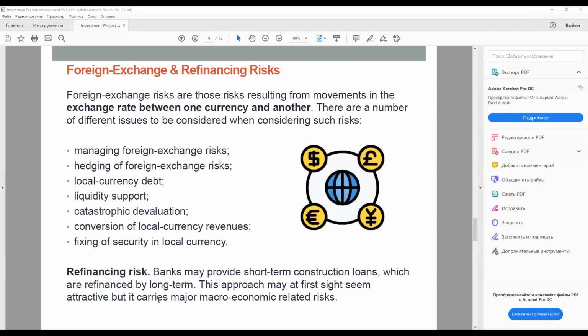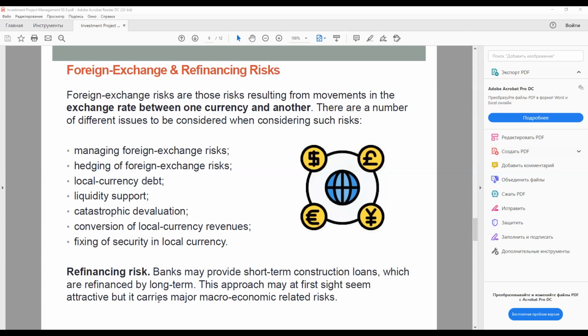So if forward exchange cover is not available in the local market, the host country's central bank or Ministry of Finance has to be persuaded to allow a more liberal interpretation of the rules to allow immediate conversion. But again, it takes very serious efforts to persuade such authorities. Probably not the best approach to deal with it. And we can use fixing of security in a local currency.